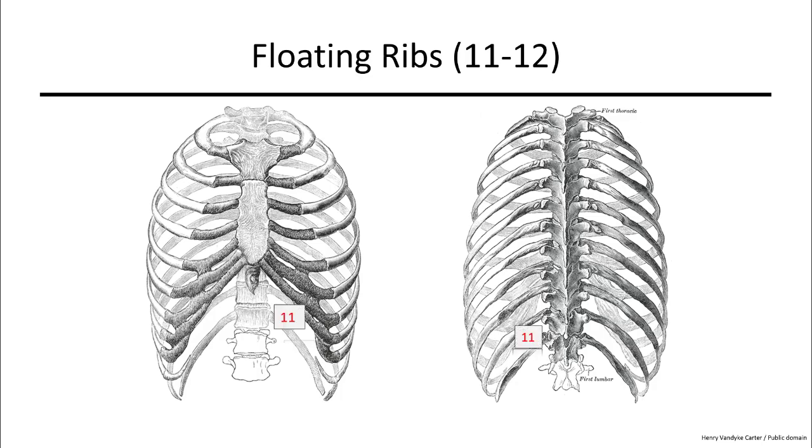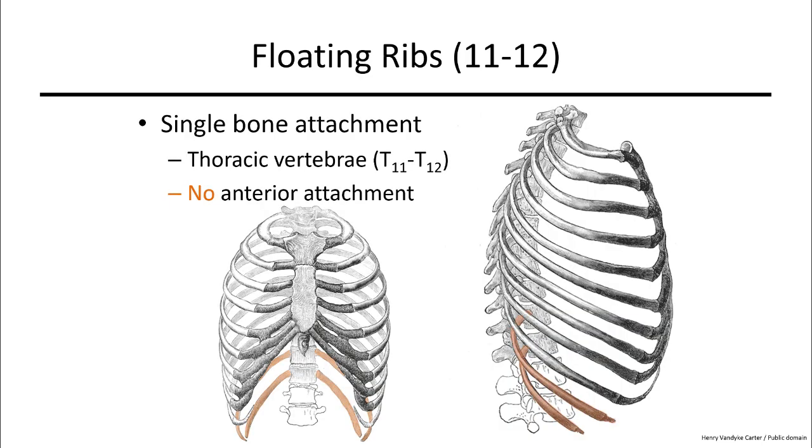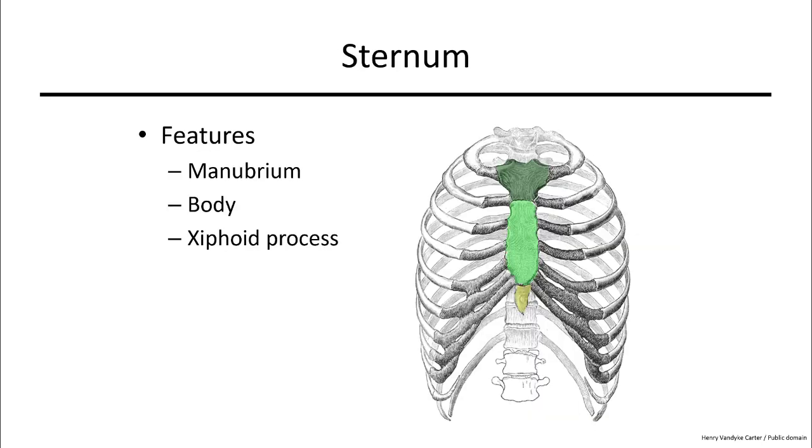Finally, floating ribs come off of the last 2 thoracic vertebrae. Floating ribs have only one attachment point. They attach to the thoracic vertebrae 11 and 12, but do not have an anterior attachment.